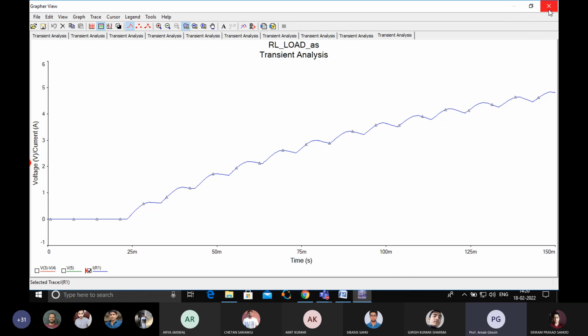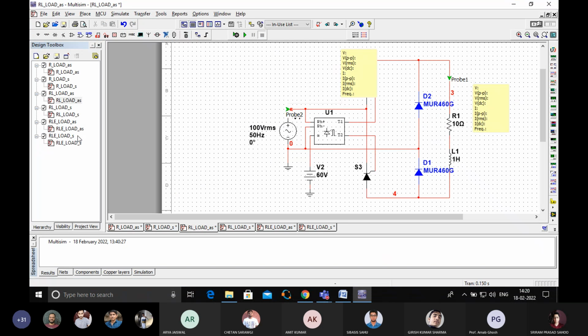No, I'm asking you about the transient one, is it there? Sir, this part has not settled down, so this part is transient only, sir, till 150 milliseconds. Okay, so now go for the RLE load.